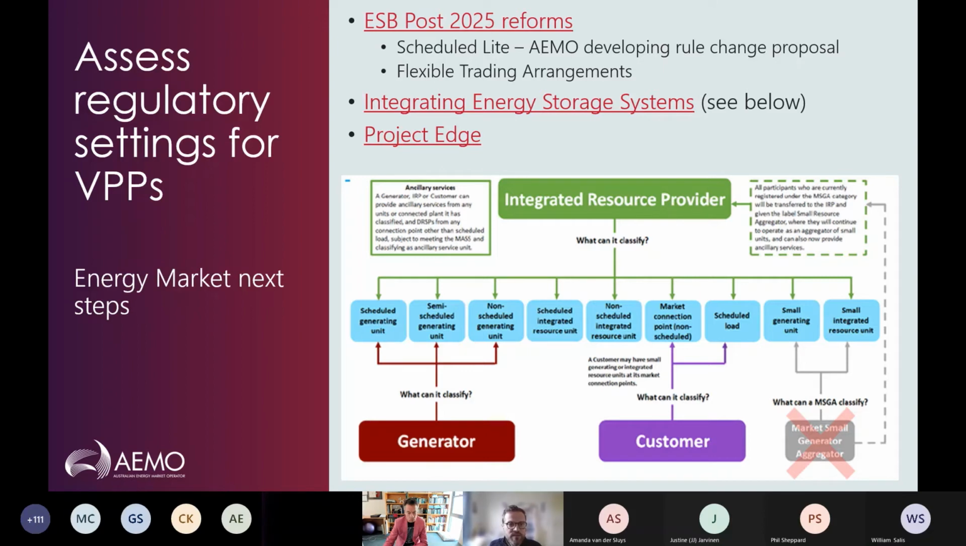The regulatory settings for VPPs with energy. So a lot of this relates to ongoing reforms that are already in place. So the ESB post 2025 reforms, particularly scheduled light, and then later the flexible trading arrangements, encourage you to have a look at the ESB advice to ministers and associated material. Also the integrating energy storage systems rule change, which is basically going to eliminate the small generation aggregator category and allow integrated resource providers to deliver FCAS. So these are existing rule change processes that the learnings from the VPP demonstrations will feed into to help inform scheduled light, for instance, and what that might look like.